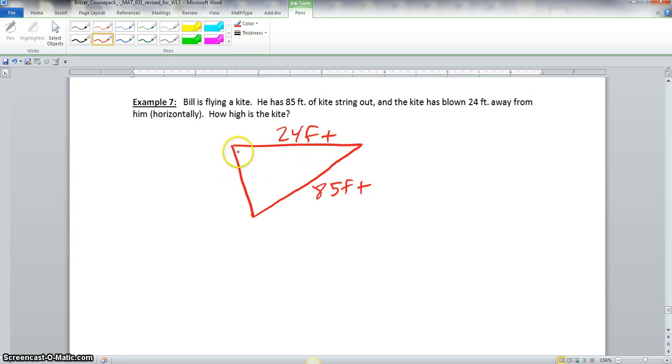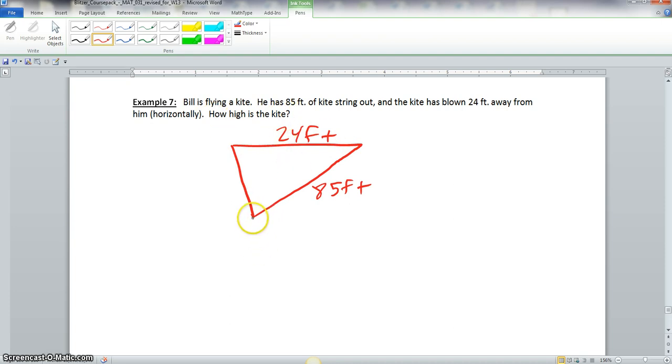Okay, class, I drew a sketch of this here. This is a little crooked. It should actually be straighter here. But this is what happens. Bill is flying a kite. He has 85 feet of kite string out, and the kite has blown 24 feet away from him horizontally. And you know horizontally is straight across. How high is the kite?